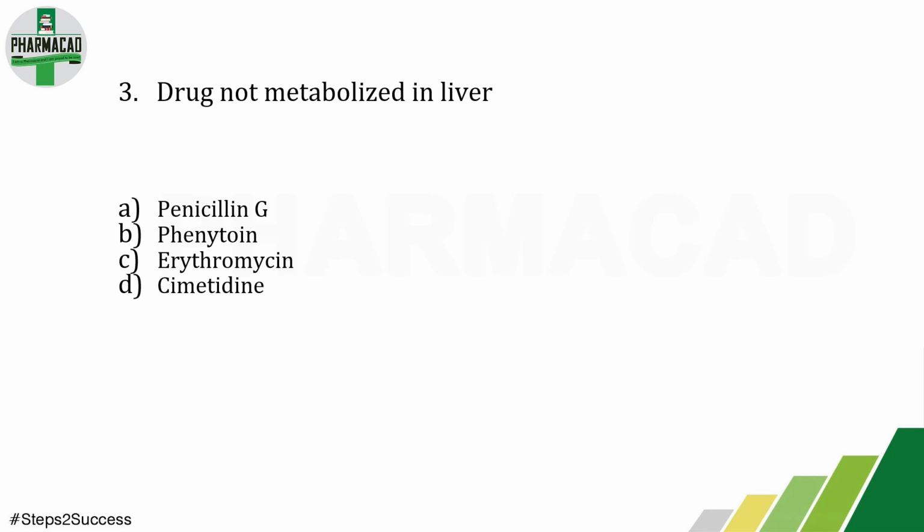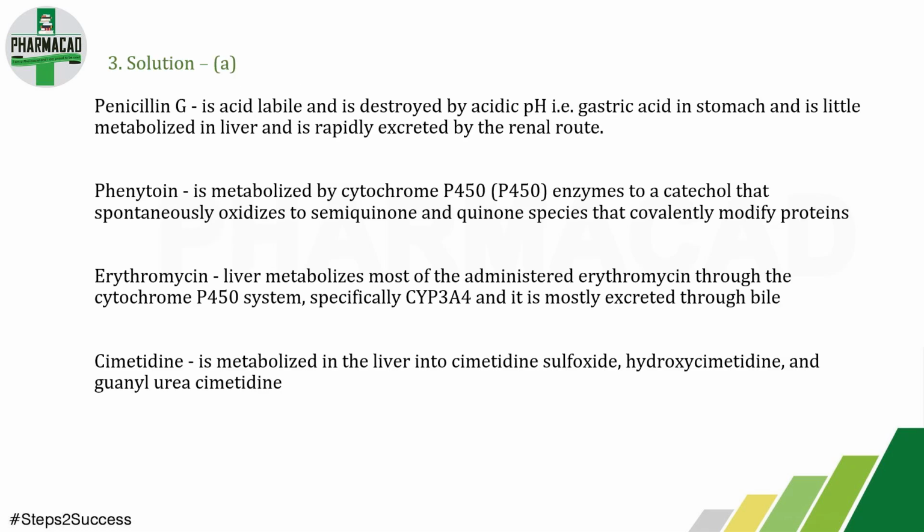Next question says that the drug that is not metabolized in liver is. Options include penicillin G, next phenytoin, then erythromycin or cimetidine. So the solution for it is option A, that is penicillin G. So penicillin G is a drug that is acid. So yes, phenytoin is metabolized in liver.